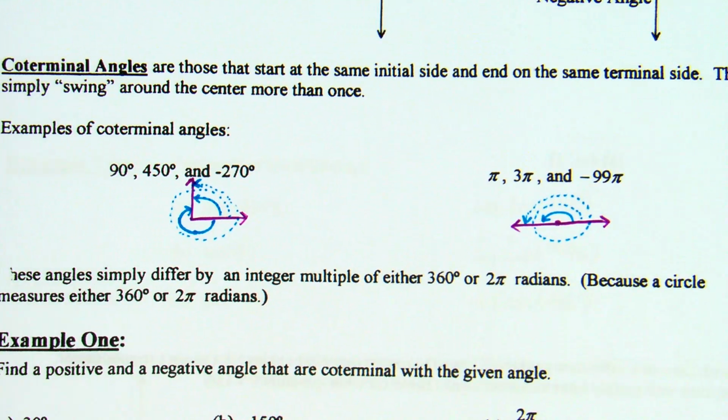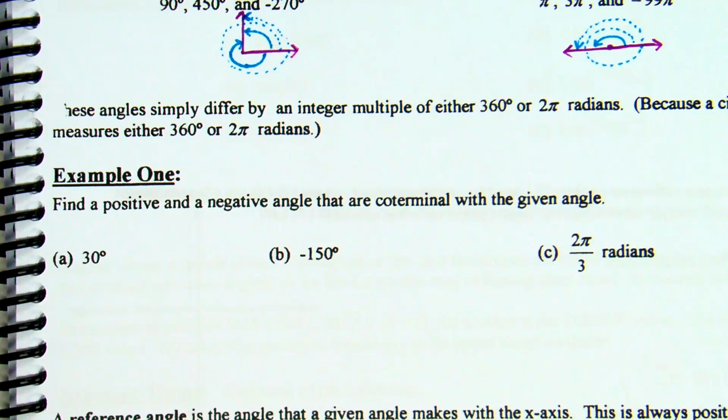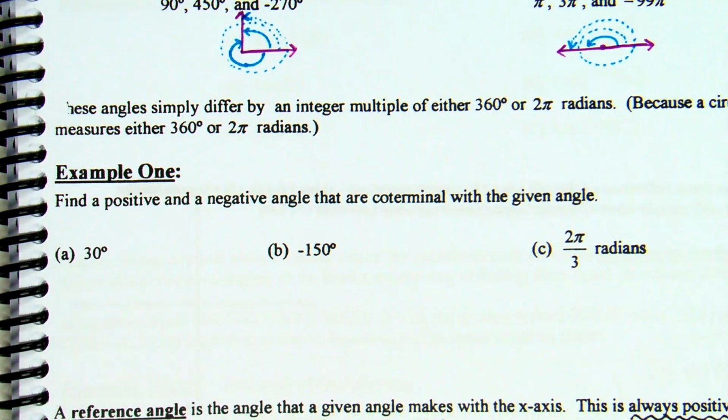Okay, let's look at example 1. Example 1, they don't give us a picture to work with. I'm not going to draw a picture. You could, but find a positive and a negative angle that are coterminal with the given angle. Okay, stay in degrees. If they're giving me 30 degrees, pi over 6 is the same angle just in radians. I want to stay in degrees. I want another name for 30 degrees in degrees. Another name.